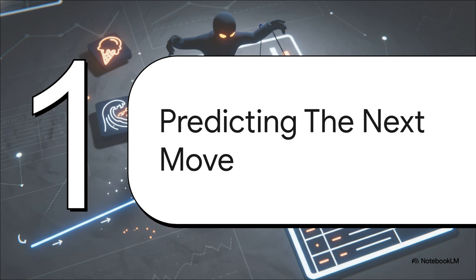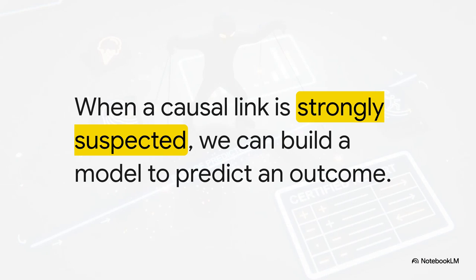So now we can spot a relationship and we can even measure how strong it is. But what happens after we've done all our homework? What if we've ruled out all the confounding variables and we have a really strong reason to suspect that one variable actually does cause the other? Well, at this advanced stage, we can go from just looking at the past to actually predicting the future. And this is an absolutely crucial point. We only move on to this next step when we are pretty darn sure a real causal link exists.